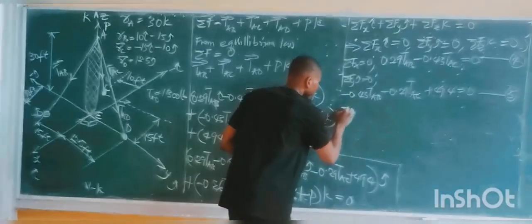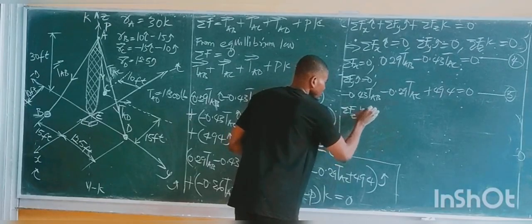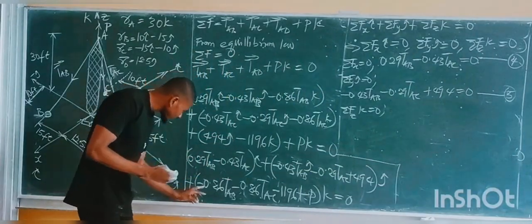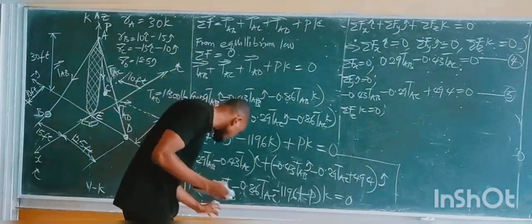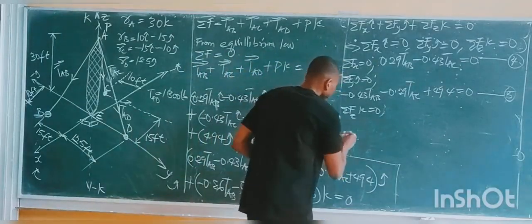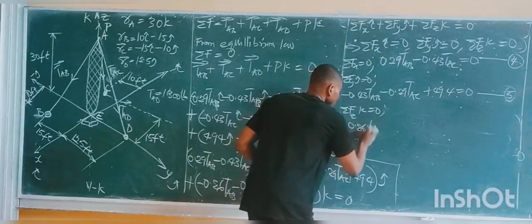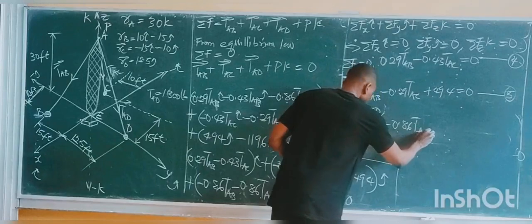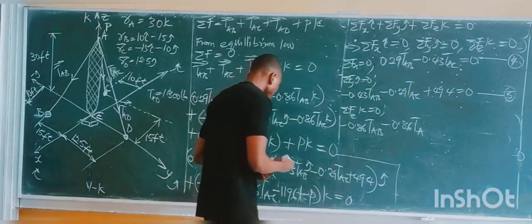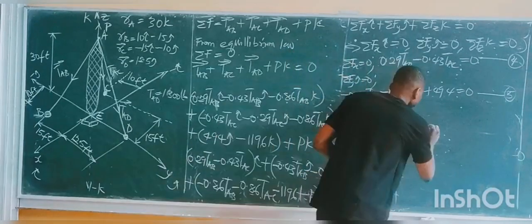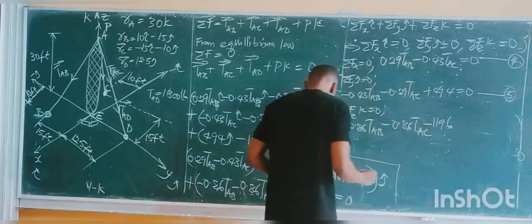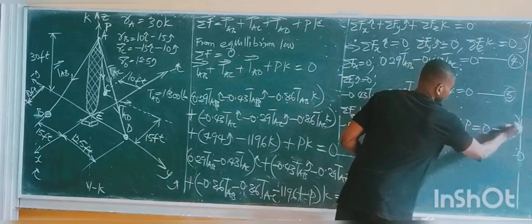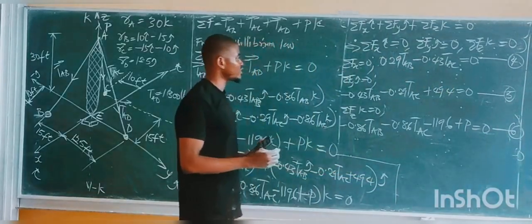Also, the last is summation of force in the z, which is k, equals 0. So we sum all the force in the k direction and equate to 0. We have minus 0.86 TAB, minus 0.86 TAC, minus 1196, plus P equals 0. Call this equation 6. So we are here at the sixth equation.